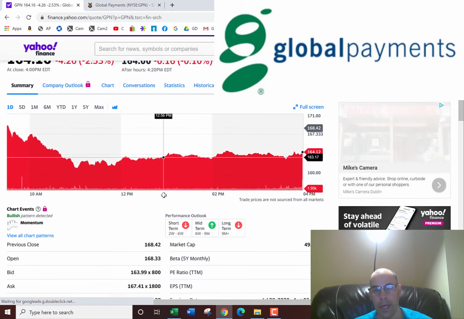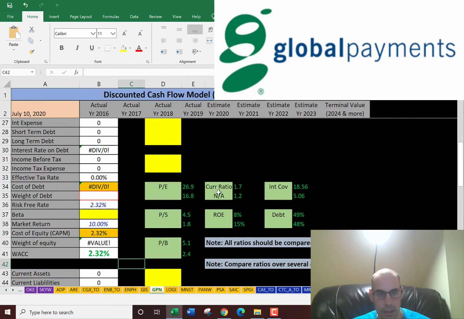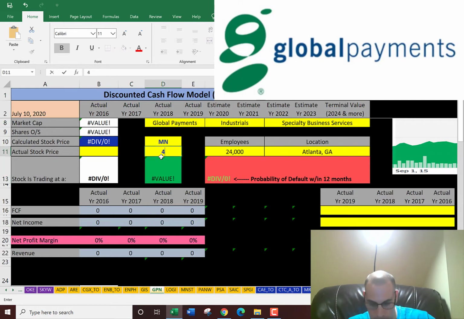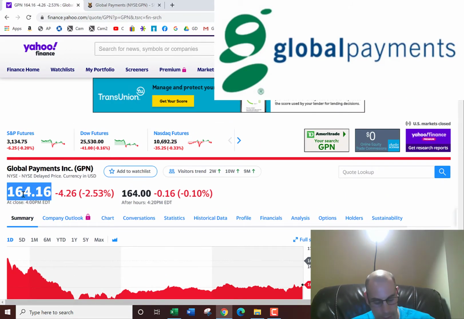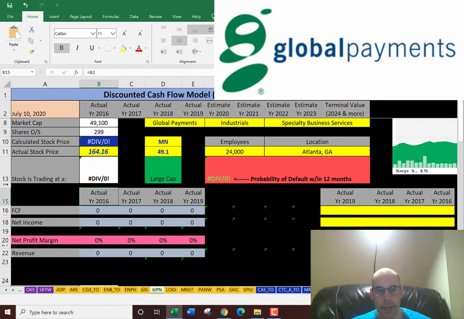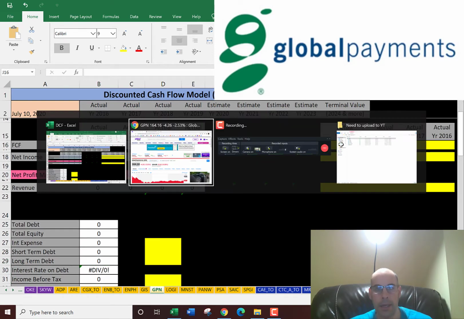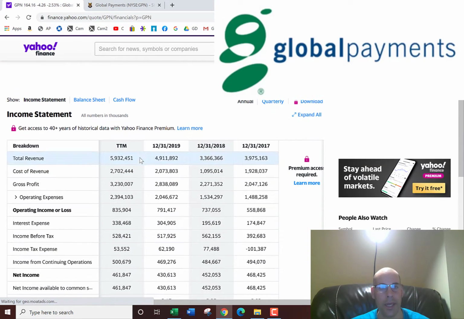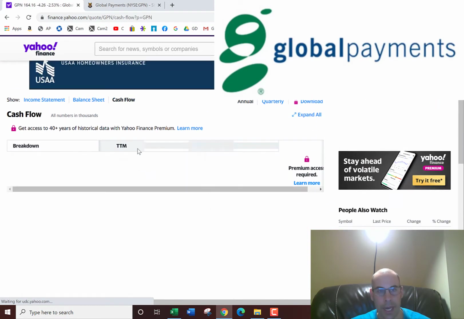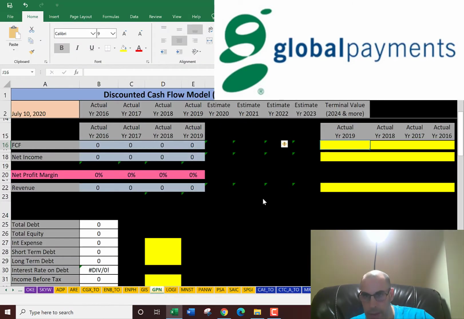This company has a market cap of $49.1 billion. And they're trading at 164.16. And next we're going to pull the free cash flow. And the way you value a company is you estimate the future free cash flows and then you discount that number back to today. Because free cash flow is the cash that's remaining after operating your business. And I'm going to put that into the model.